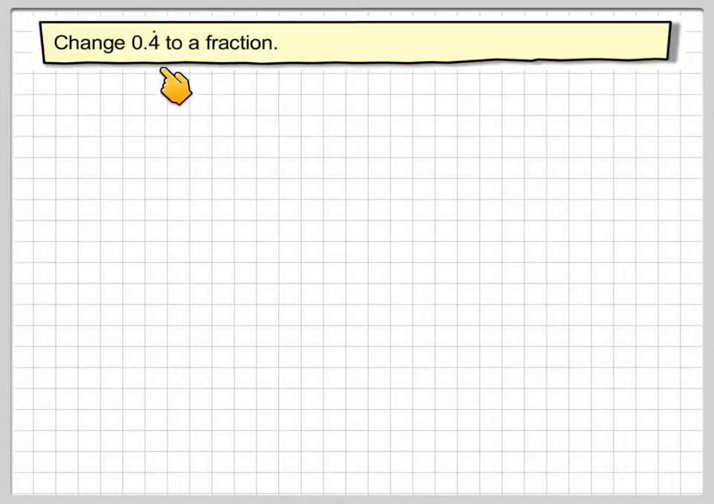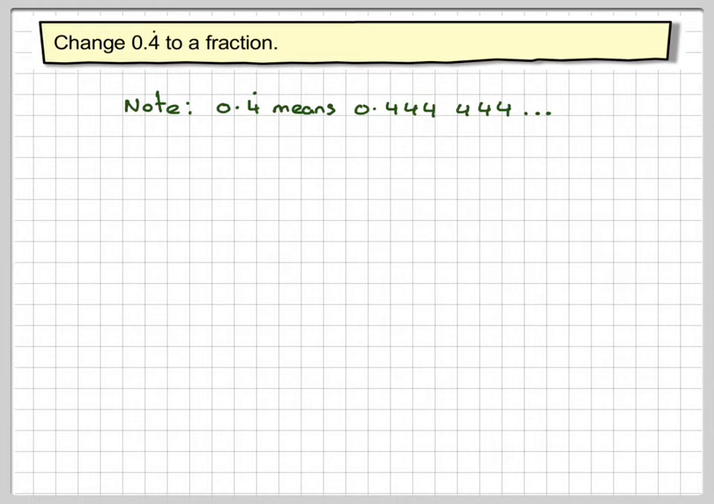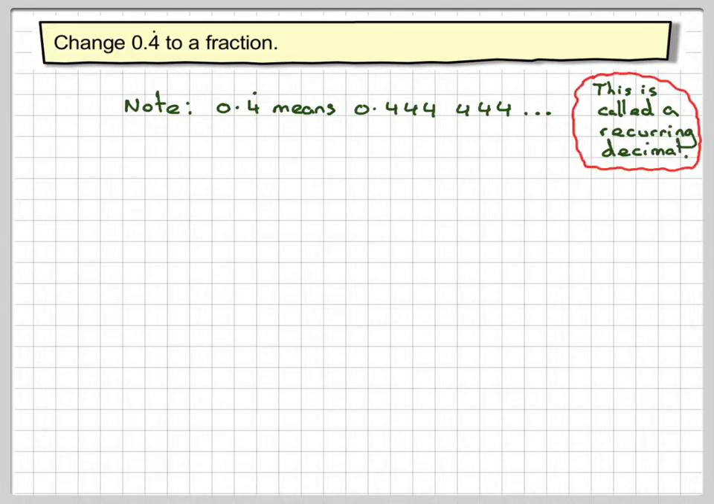Change 0.4 recurring to a fraction. This is what's known as a recurring decimal, because you note that 0.4 with a dot on the top means 0.444 forevermore. That's what those three dots mean. So this is called a recurring decimal. Now it's possible to change all recurring decimals into a fraction, and this is how you proceed.